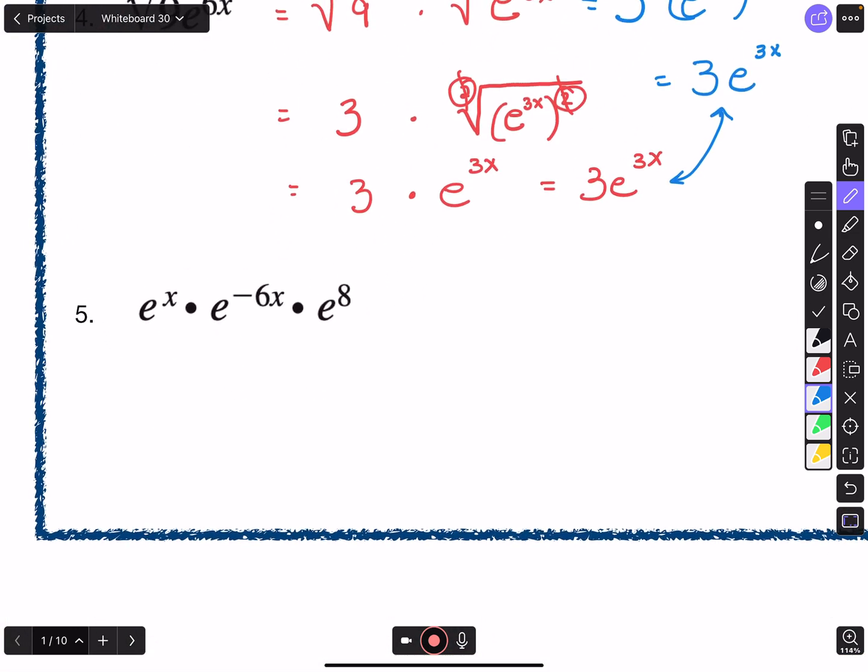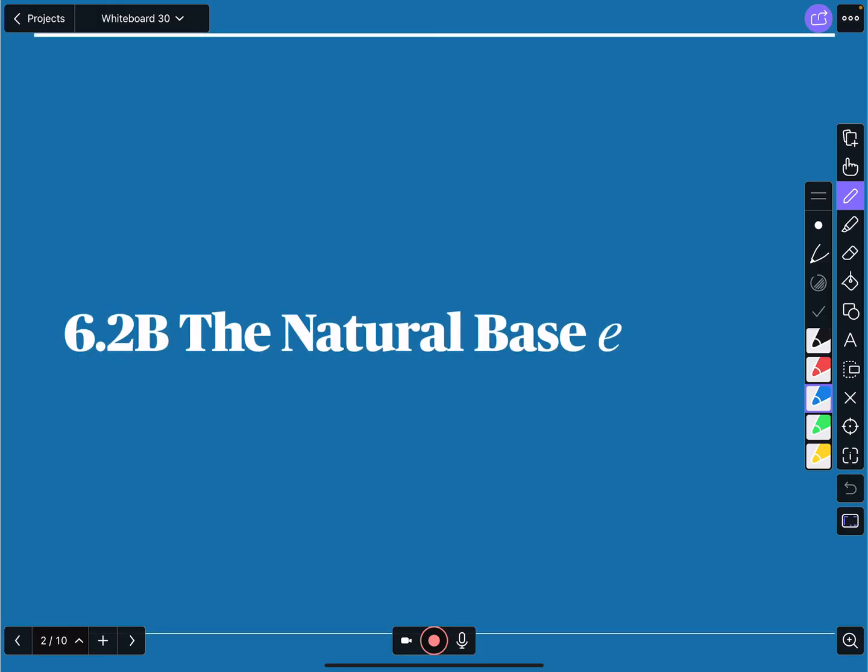Finally, number 5, these are all the common bases, same base e, so it's just e to the x plus negative 6x plus 8. Just add all the exponents together. We have like terms right here, that's negative 5x plus 8, and we're done. On to the new material.